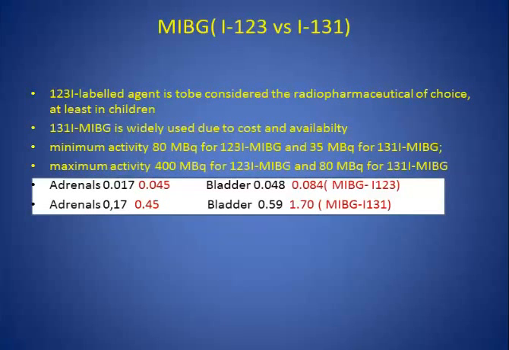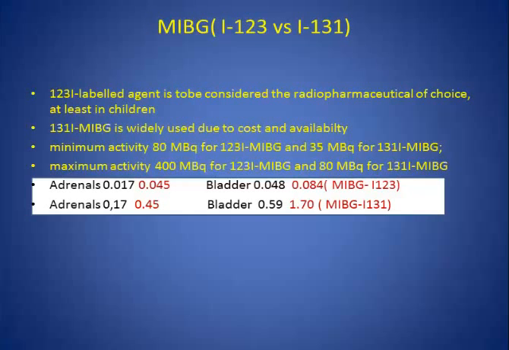common in children. So iodine-123 is the choice because it's a pure gamma emitter. But iodine-131 is widely used due to cost and availability, especially for those who don't have access to iodine-123. The minimum activity of MIBG iodine-123 is 80 megabecquerel and the maximum is 400, while for iodine-131 the minimum is 35 megabecquerel and the maximum activity is 80 megabecquerel.